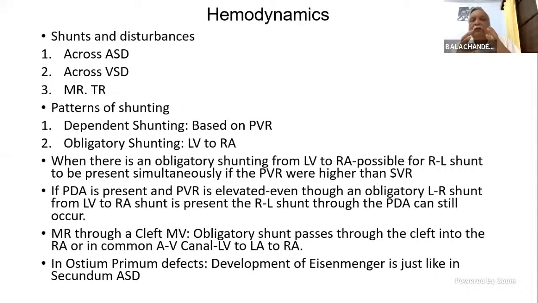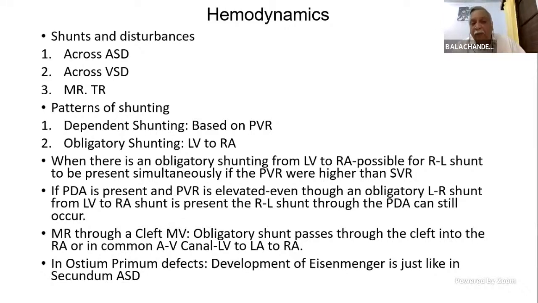Now here you have shunts across the ASD, you have some shunts across the VSD, you have MR and you have TR. So you have to pick up all these things clinically, and the patterns will depend upon the PVR. But whatever it is, there is an obligatory shunting from LV to RA, just like a Gerbode type of defect, but it's an atrioventricular septal defect.